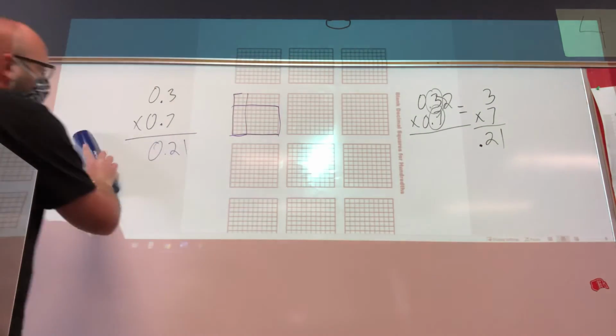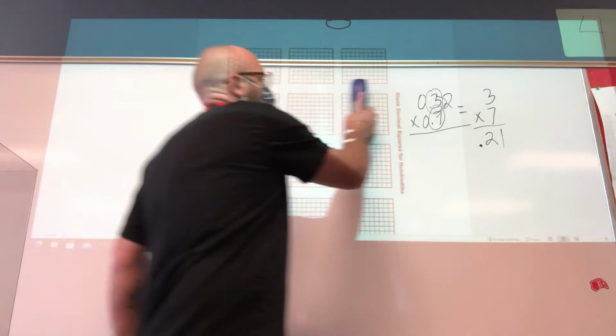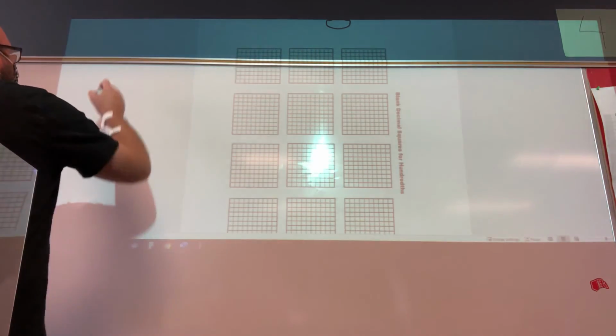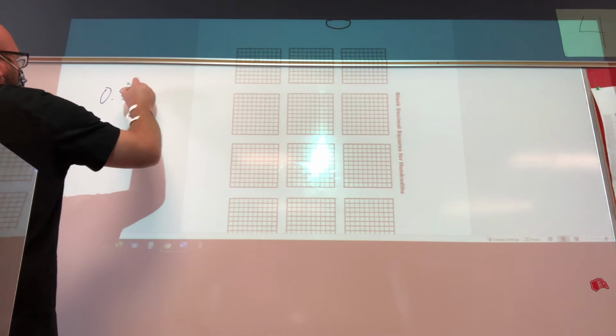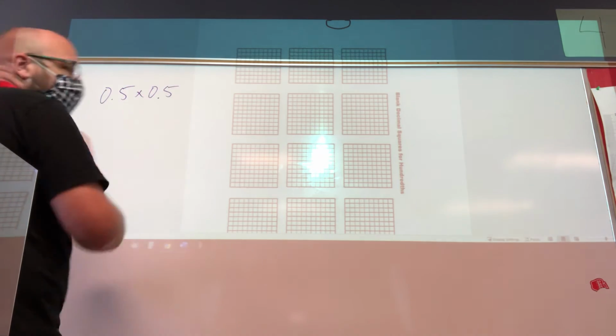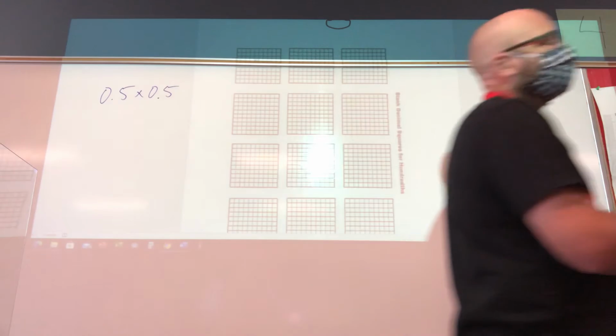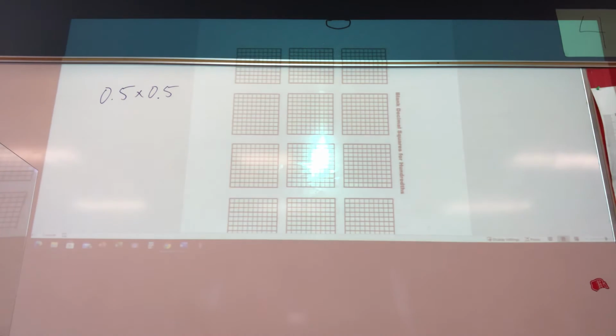Bottom one. 5 tenths times 5 tenths. Hey, what is the answer? 2,500. They're pretty easy because you're really only multiplying 1 digit by 1 digit.